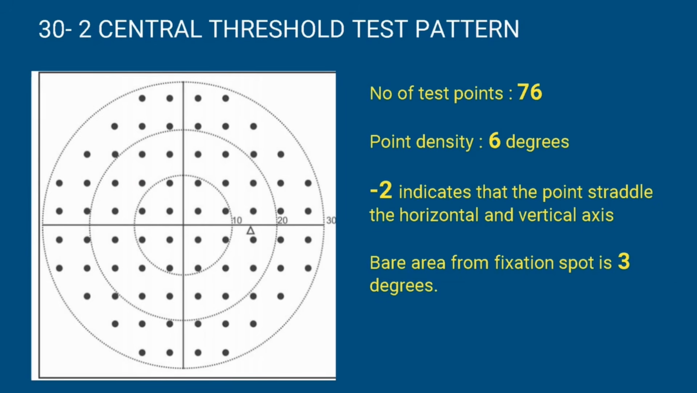30-2 central threshold test pattern. The number of test points is 76. The point density is 6 degrees. -2 indicates that the points are straddling the axis, and the centralmost point from the fixation spot is 3 degrees, and that 3 degrees is the bare area.